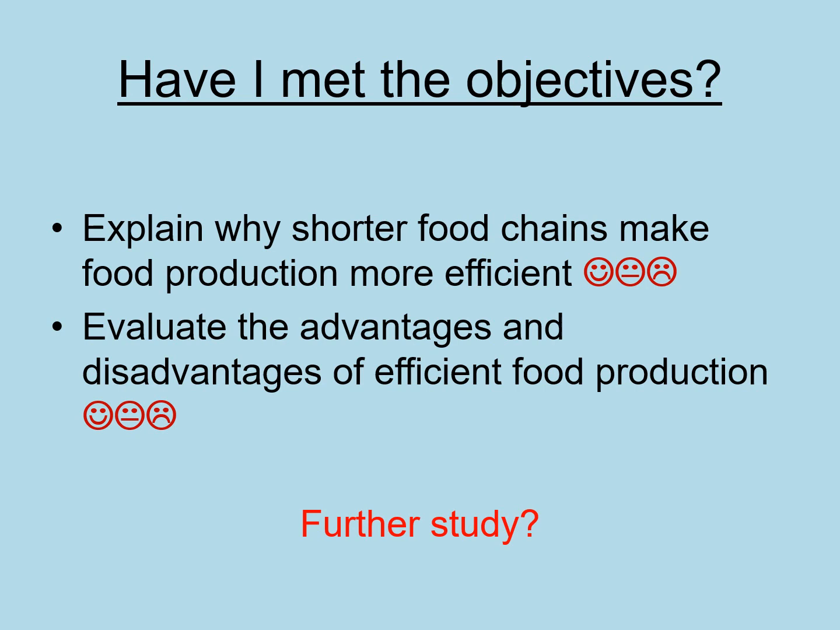Okay, so going back to the objectives for this lesson, can you explain why shorter food chains make food production more efficient? How confident are you? Smiley, middle or sad face. Evaluate the advantages and disadvantages of efficient food production. Again, smiley, middle or sad face.